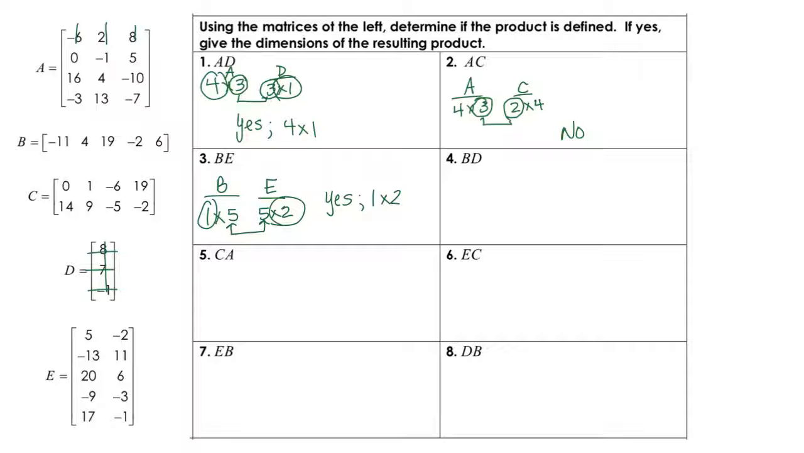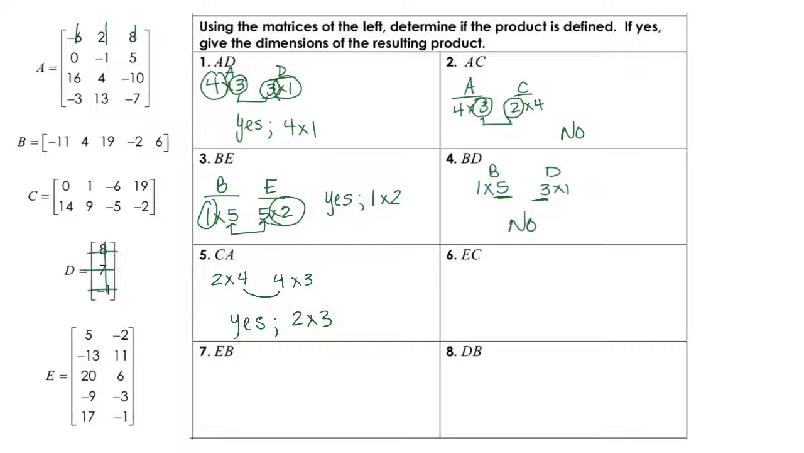Okay, so number 4. Checking that one, your dimensions of B was a 1 by 5. And then your dimension for matrix D is a 3 by 1. And again, these numbers here are not matching. The number of columns did not match the number of rows, so that would be a no. Number 5, you have a 2 by 4, and you're multiplying that by a 4 by 3, so definitely you can multiply those, and the dimensions of your answer would be a 2 by 3.